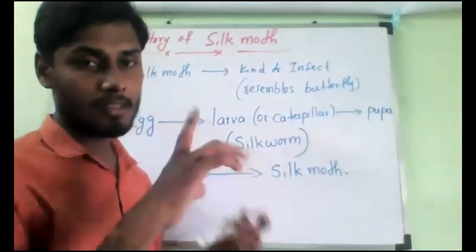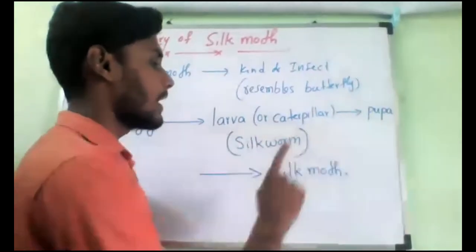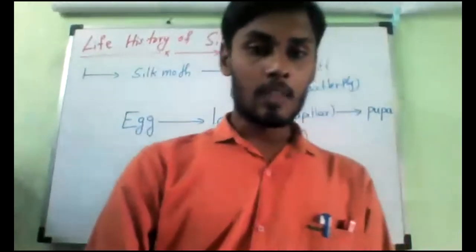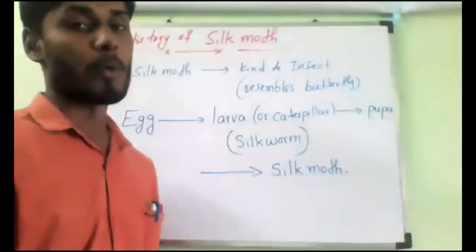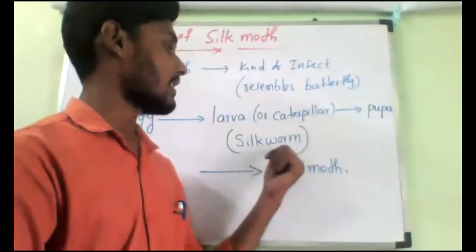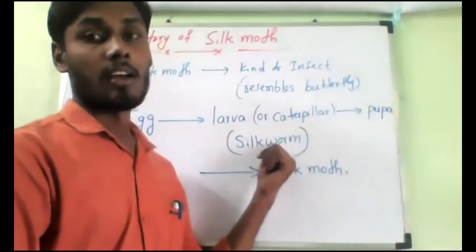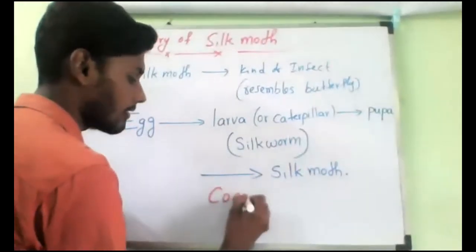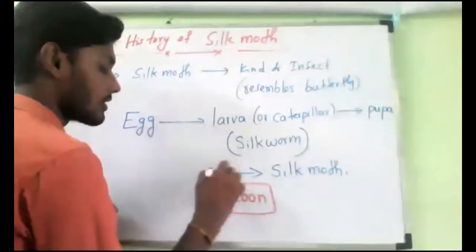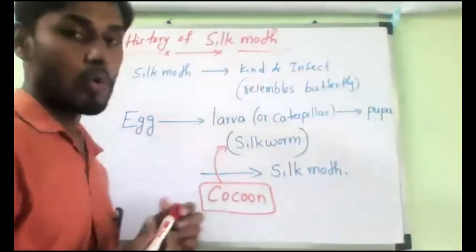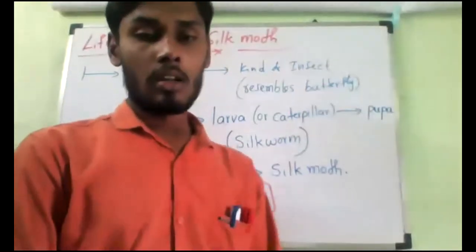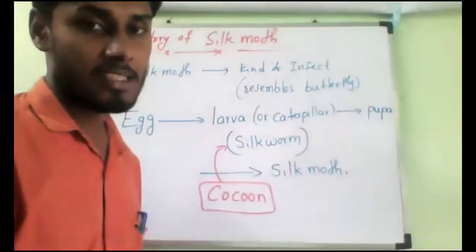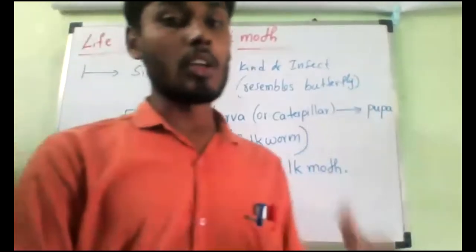Now can I show you the four pictures of this? Larva, pupa, silk moth. You will be able to identify them. Which stage will the silk fiber be produced? In the larva stage, the silkworm stage. This silk fiber is what we call the cocoon. When it is in the caterpillar stage, it forms the cocoons. That is what you call silkworms.